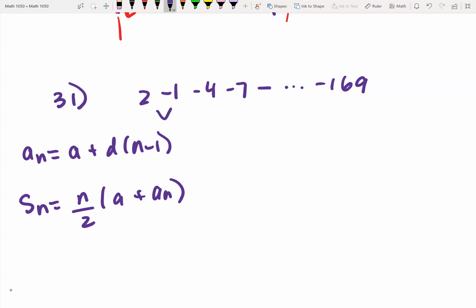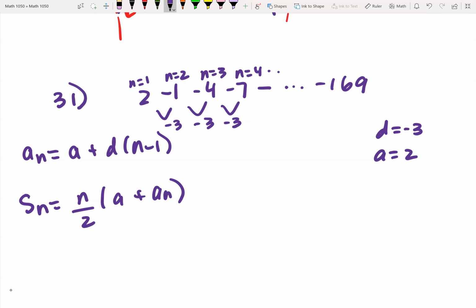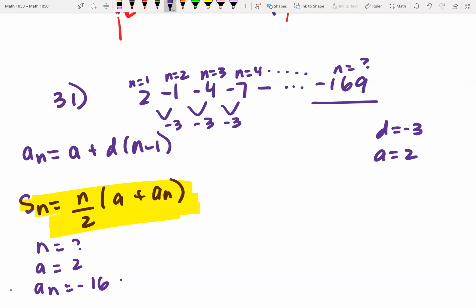Okay, so this is arithmetic. 2 subtract 3 is a negative 1. 1 subtract 3 is a negative 4. Negative 4 subtract 3 is negative 7. So I know that my d is a negative 3. I know that my a is a 2. Here's what I don't know. n is 1, n is 2, n is 3, n is 4, n is, I have no idea. So I'm trying to use this formula, and in order to use it, I have to know n and a sub n. n, I don't know. a is the first term, which is 2. a sub n is the last term, which is negative 169.